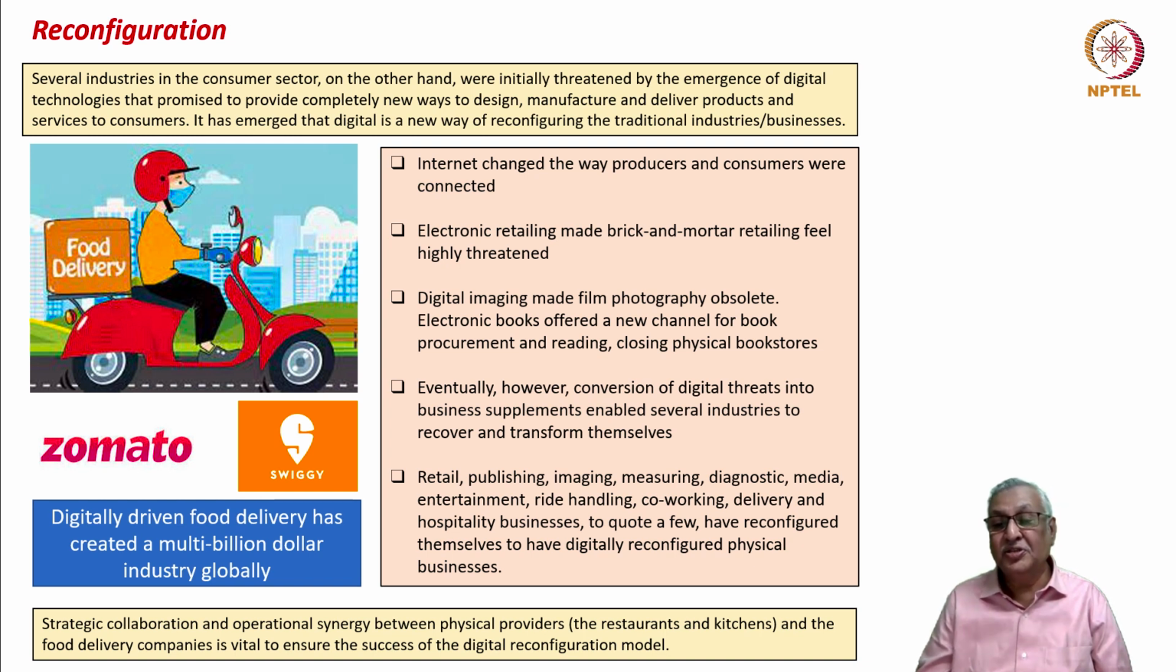Retail, publishing, imaging, measuring, diagnostic, media, entertainment, ride handling, co-working, delivery and hospitality businesses, to quote a few, have therefore reconfigured themselves to have digitally reconfigured physical businesses. Zomato, Swiggy, Dunzo are all great examples of digitally driven food delivery, and this has created a multi-billion-dollar industry globally. But how are they seeing their industry today? Food delivery companies are no longer looking at themselves as food delivery companies. They are looking at delivery companies.